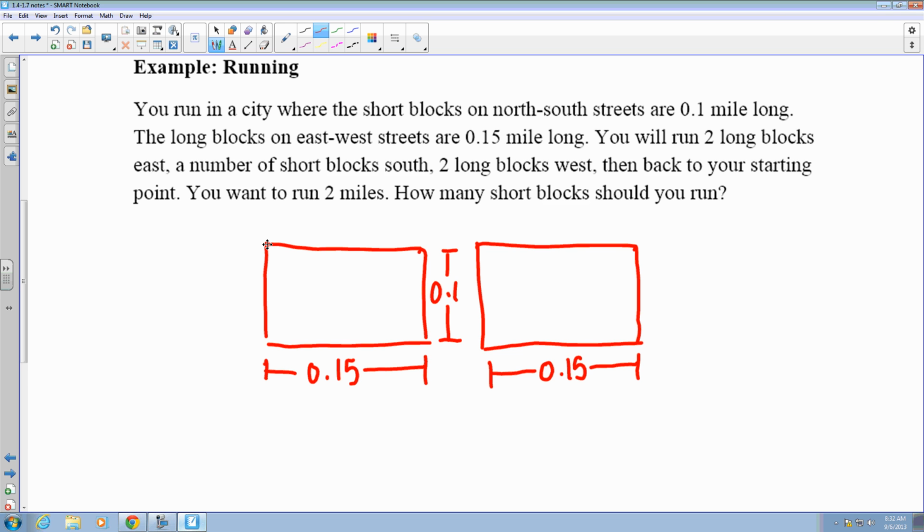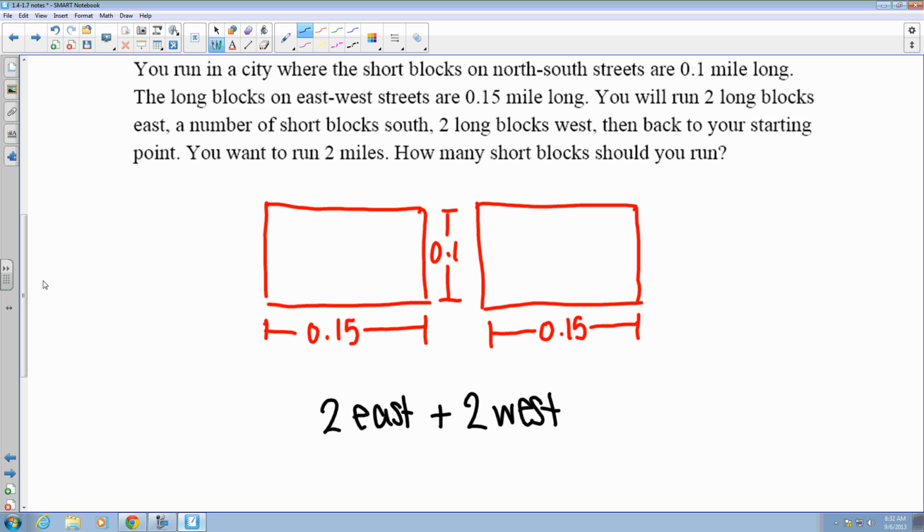Okay, I always think it helps to draw a picture. You'll run 2 long blocks east, a number of short blocks south, and then 2 long blocks west. So you know you're going to go 2 blocks east and 2 blocks west for sure. And then if you're going to get back to your starting point, you're obviously going to run some north and you're going to run some south. But since you get back to your starting point, you know it's going to be the same number north as south.